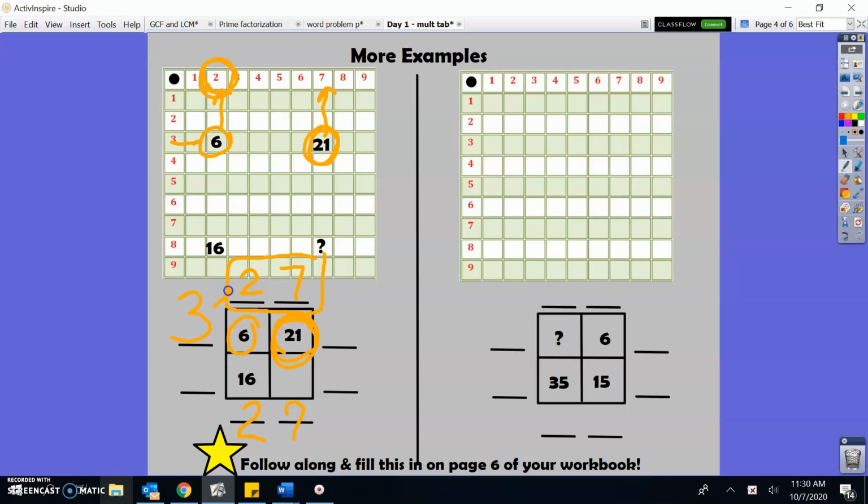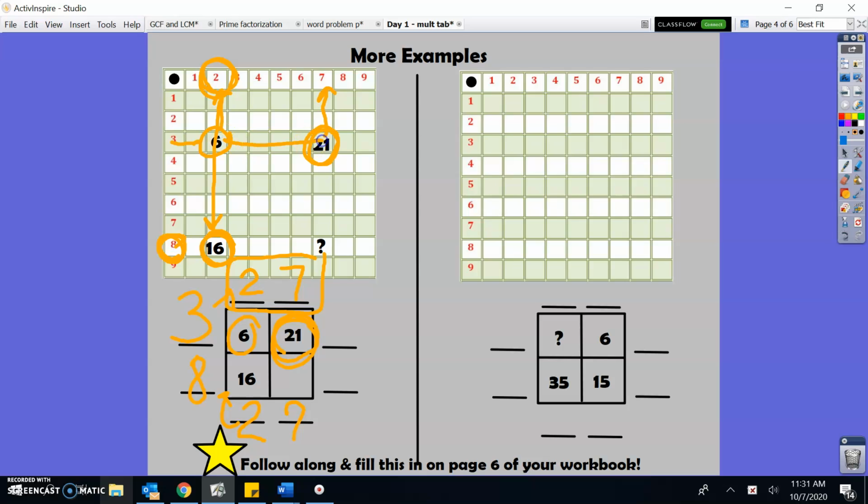So 3 times 2 gets us 6. 2 times what gets us 16? And that would be 8. So if I find 8 over here in my column, and I find 2 in my row, and I draw my line all the way down to 16, that's my answer.